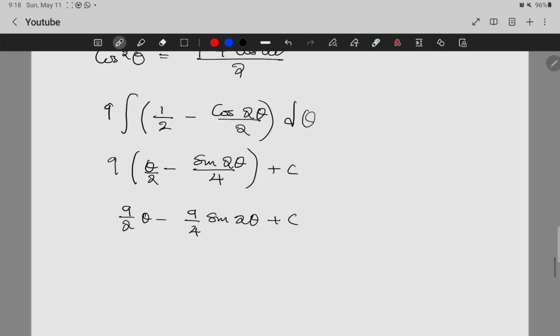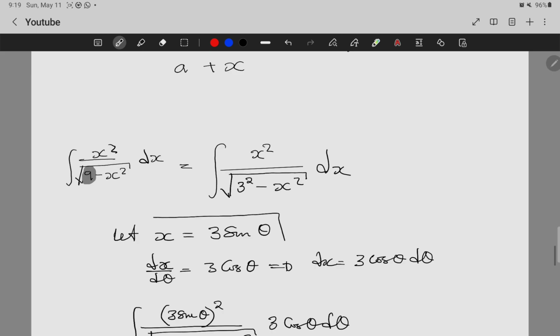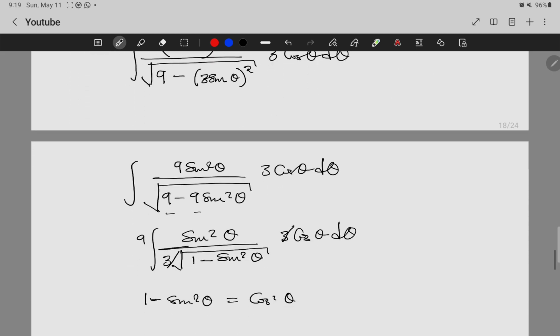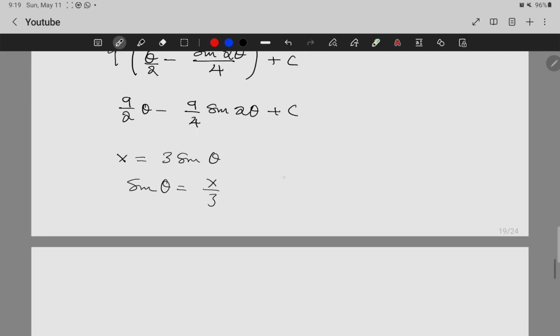Okay, that's fine. So at this point we want to go back to the variable that we initially had. Our variable was x, and we related x to theta, where we said x is 3 sine theta. We now want to use that relationship to eliminate theta and go back to x. It follows that sine theta is equal to x over 3, so theta will be sine inverse of x over 3. When we bring it here, where we have theta, we're going to put sine inverse of x over 3.